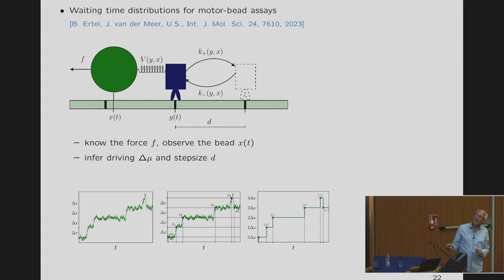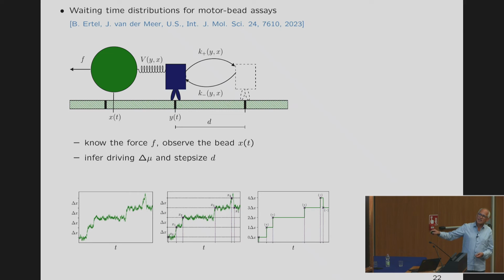So let's take this situation and suppose you know the force you apply to the bead and you observe the motion of the bead. You do not know the entropy, you do not know the delta mu, since you haven't measured, for instance, the chemical potentials. And let's assume you even do not know the discrete step size of the motor which is pulling this bead against the force. So what you now have to do is the following.